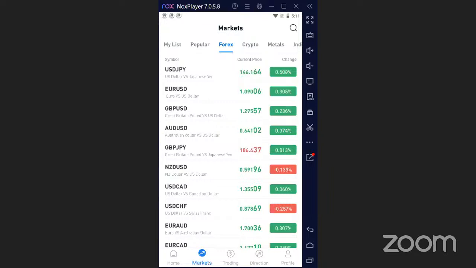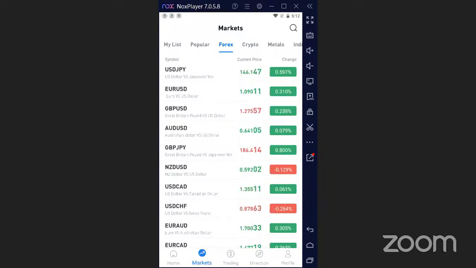And then the third one, we have the exotic pairs. Now, the exotic pairs are pairs of emerging economies, economies that are not so good. Take for example Nigeria, the Nigerian naira. We all know how our economy is right now. Our economy is not standard, it's not so good. So that is why we are under the exotic currency pairs. Our country's currency is an exotic pair.